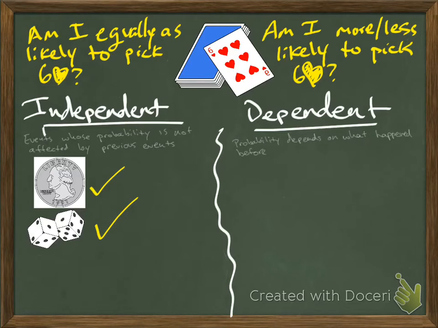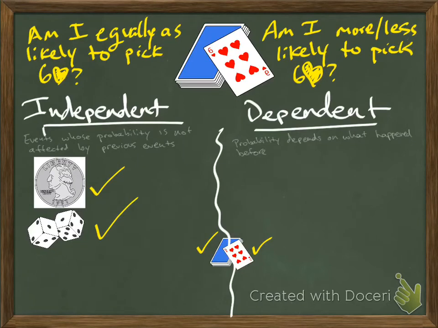Well, this example is a little bit tricky because we might need a little bit more information to determine the answer to this. If I were to pick the 6 of hearts and take that 6 of hearts and leave it out of the deck, well, now I would be less likely to pick a 6 of hearts again. However, if I put that 6 of hearts back in the deck, I would be equally as likely to pick a 6 of hearts again. So this would be an example of something that can be both independent and dependent.